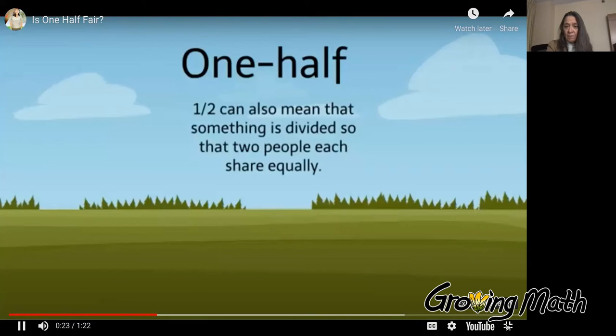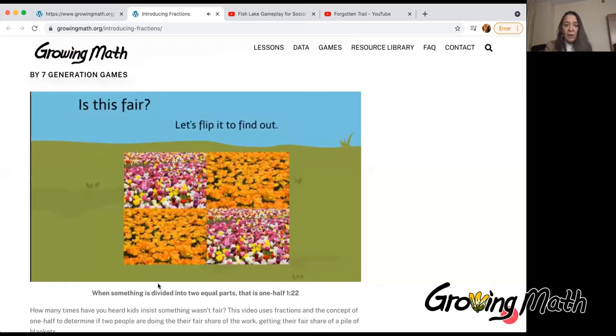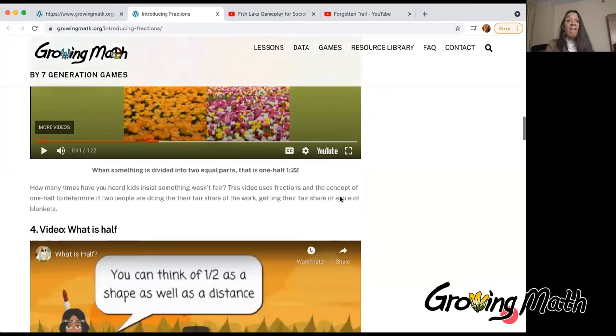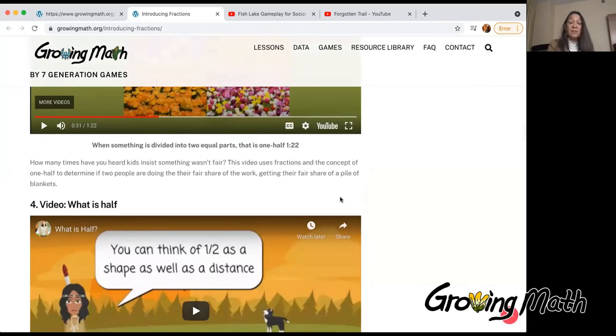1/2 can also mean that something is divided so that 2 people each share equally. That's fair. And is this fair? We use this example of fairness because we found that children are often very interested in what is fair. So we give an example of 1/2 as being fair and different things divided into half and different ways you can divide things into half.